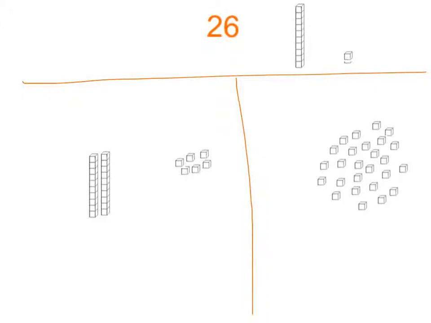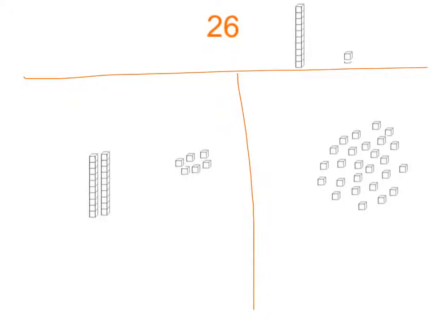Here we have 26 ones. So again, I am representing the same number, which was 26. I am just representing it in two different ways, because 2 10s and 6 ones is the same as 26 ones. Let's try it with a number in the hundreds.